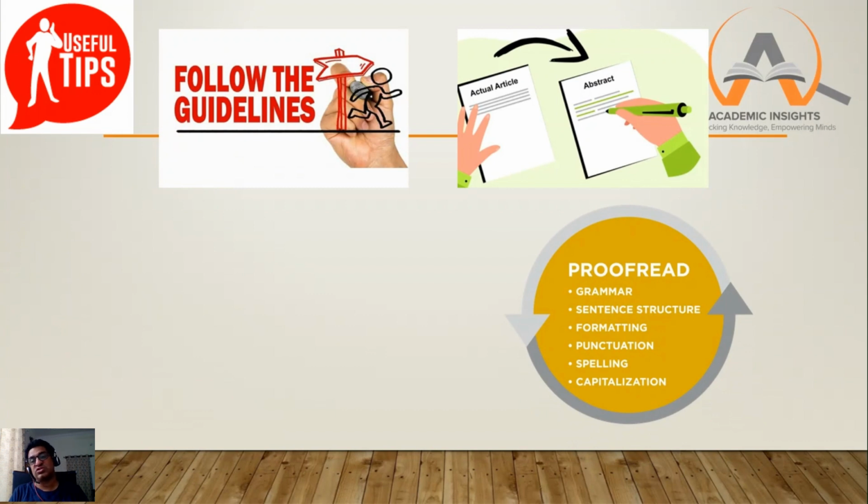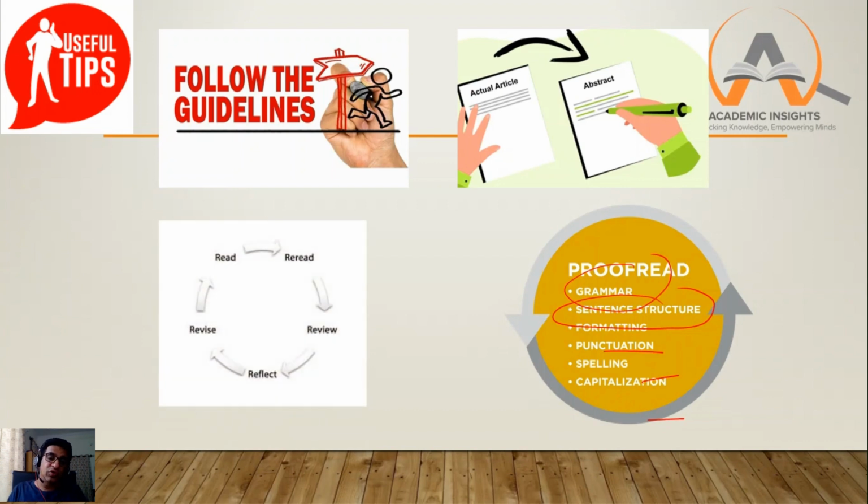The third thing is about proofreading the abstract. When we write the abstract, we need to check the following things: the grammar, the sentence structure, the formatting, the punctuation, the spelling, and also the capitalization. These are the things you check while proofreading. I will let you know what kinds of sentences to use in writing the abstract and where to use capitalization. All these things I will mention in my next slide.